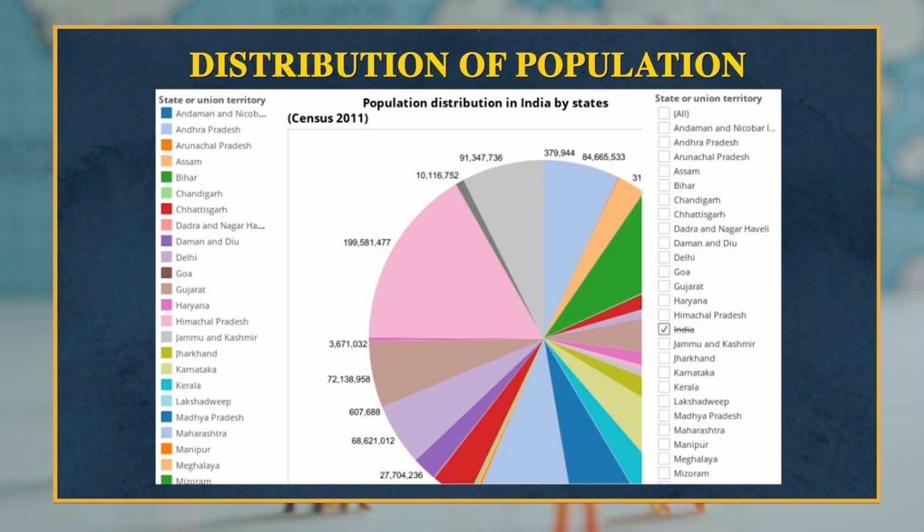Here you see a pie diagram, and this diagram is showing distribution of population in some states of India. Almost half of India's population lives in just 5 states, that is Uttar Pradesh, Maharashtra, Bihar, West Bengal and Madhya Pradesh. India's population distribution by density.